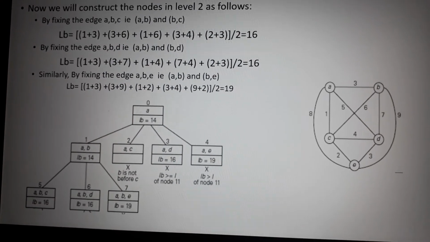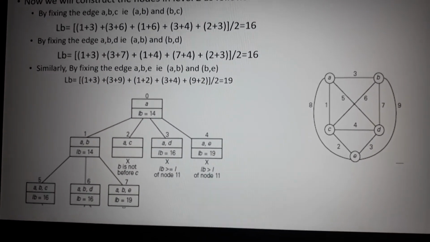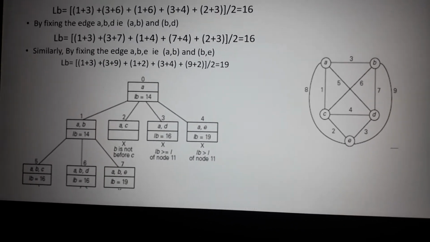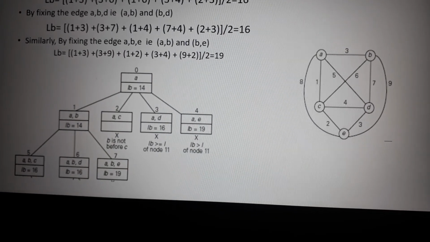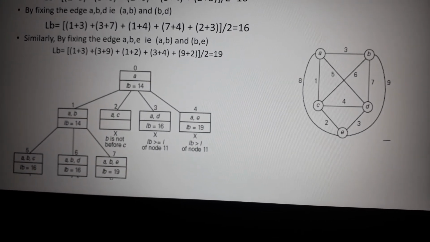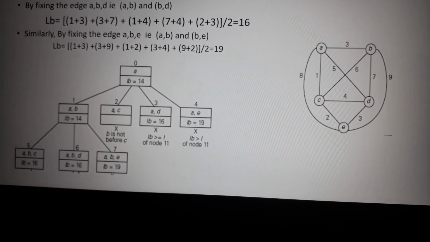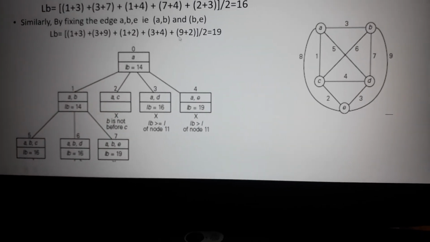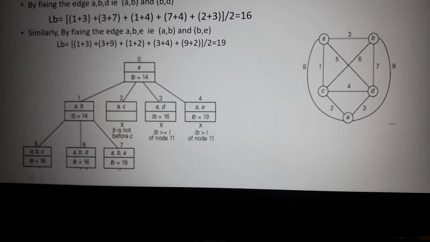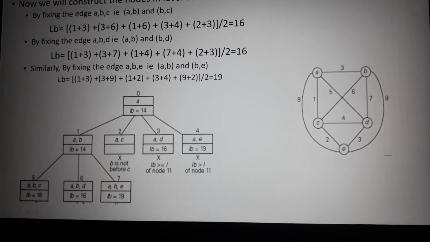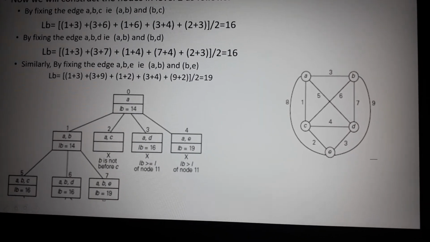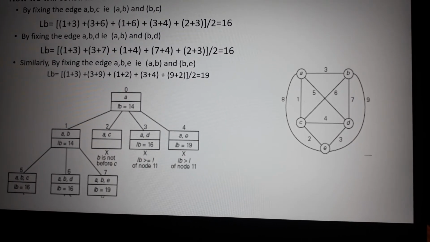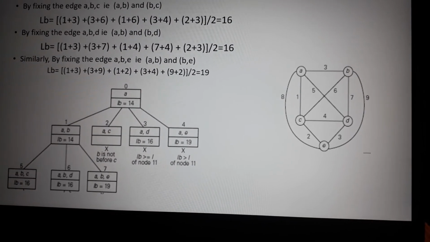Now we will construct the nodes at level 2 as follows. After fixing the edge AB at level 1 in node 1, we can move either to C, D, or E. From B we can fix an edge from B to C, or B to D, or B to E. So by fixing an edge ABC, that is AB and BC, LB is calculated as the two edges AB and BC are fixed.